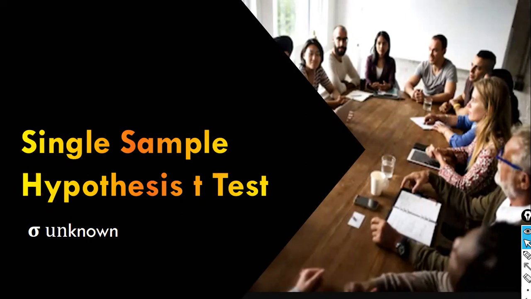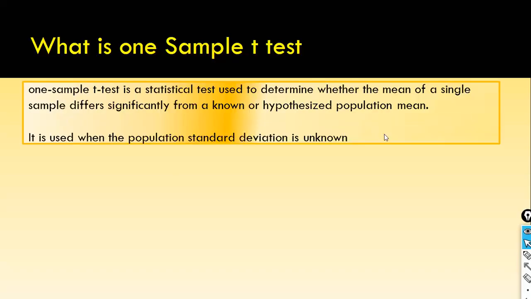When you do not know the population standard deviation, in the case of a single sample, let's say you want to compare the sample mean with the population mean. In that kind of case, you do not know the population standard deviation. The only test which you can conduct is the t-test, okay? So in this case, we compare whether the mean of a single sample differs significantly from the hypothesized population mean. When your population standard deviation is not known, then we can use the one sample t-test.